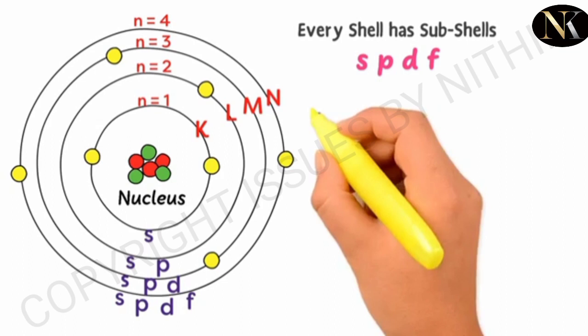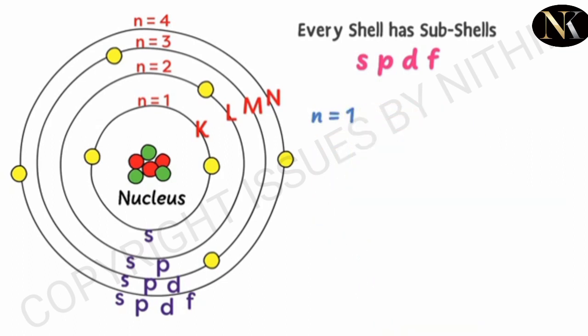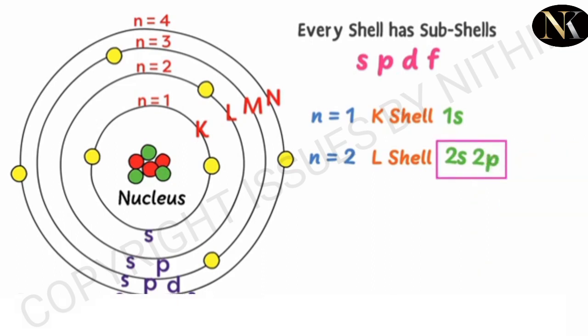Now I write n is equal to 1, and we know that it is the K shell, and the K shell has only one subshell, I mean s. Here I write 1 with this s because this s subshell belongs to the first or K shell. Secondly, n is equal to 2. We know that it is the L shell and there are two subshells, s and p. I write 2 with this s and with this p because this s and p belong to the second shell.